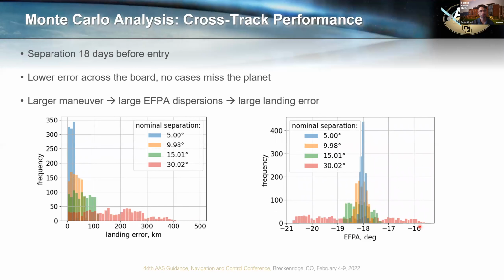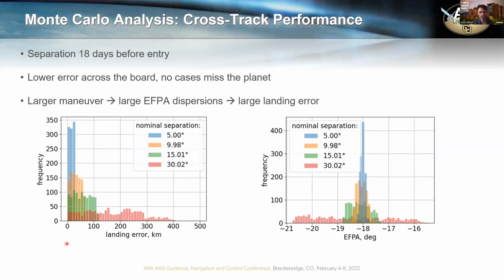Let's look at the same results for our cross-track separations. Again, 4 different cases with increasing separation distances. Somewhat similar trend where these are more incremental increases, and then really large dispersions for this 4th case, targeting in this case about 30 degrees of separation. It is better. None of them are higher than 500 kilometers in error, much less missing the planet.